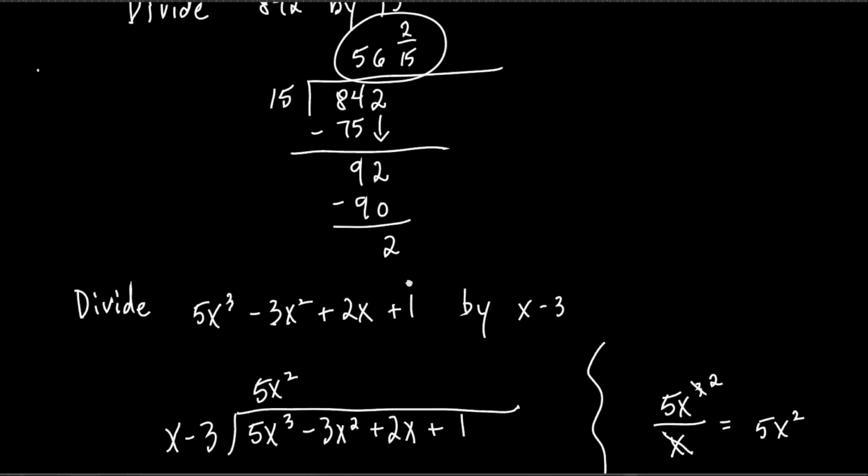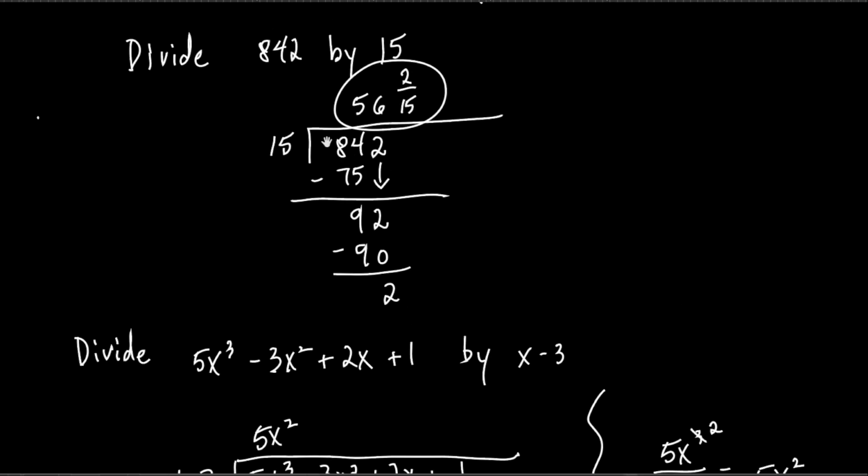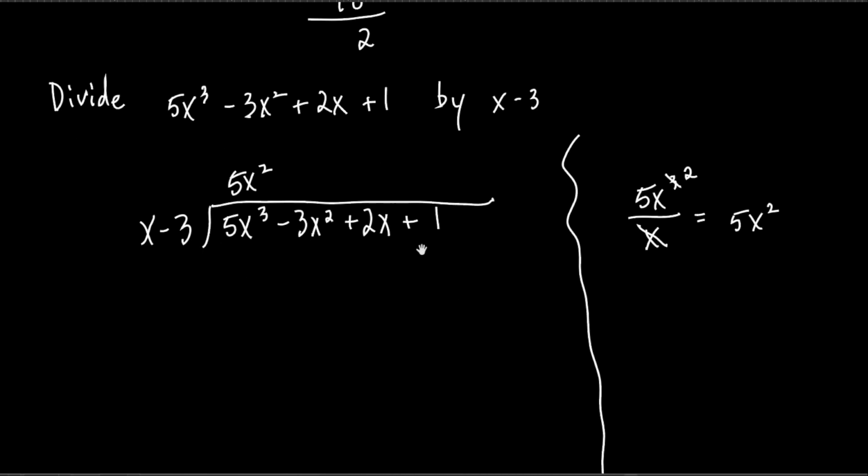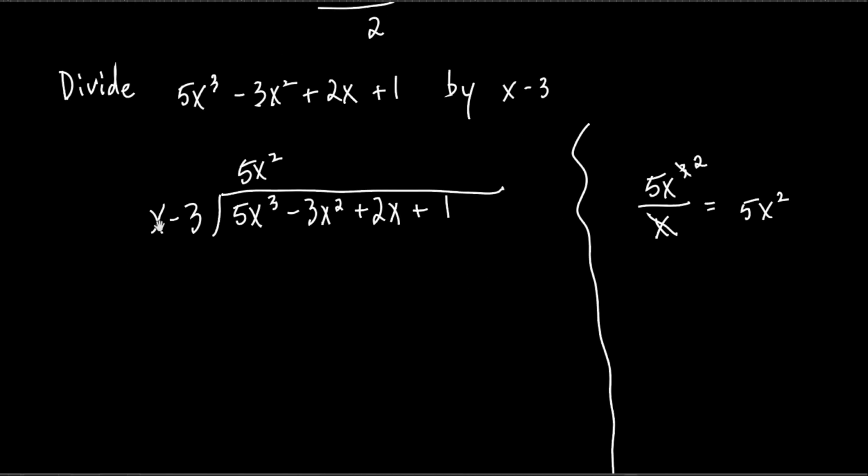Do you see how it parallels this right here? How many times does 15 go into 84? 5 times. Where do I put the 5? Boom, right up top. We good with that part? Then you come down here. It's the same idea. How many times does x divide into 5x cubed? Well, 5x squared times. Where do we put that? Put it up top.